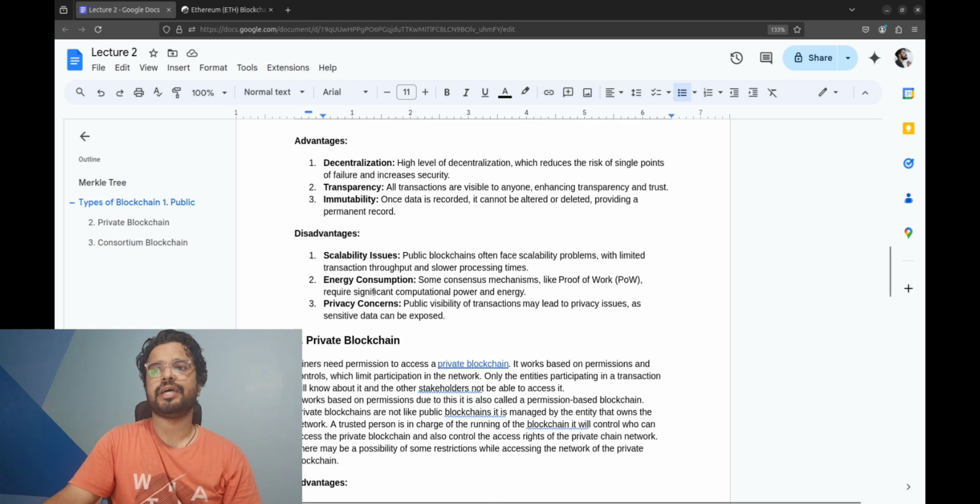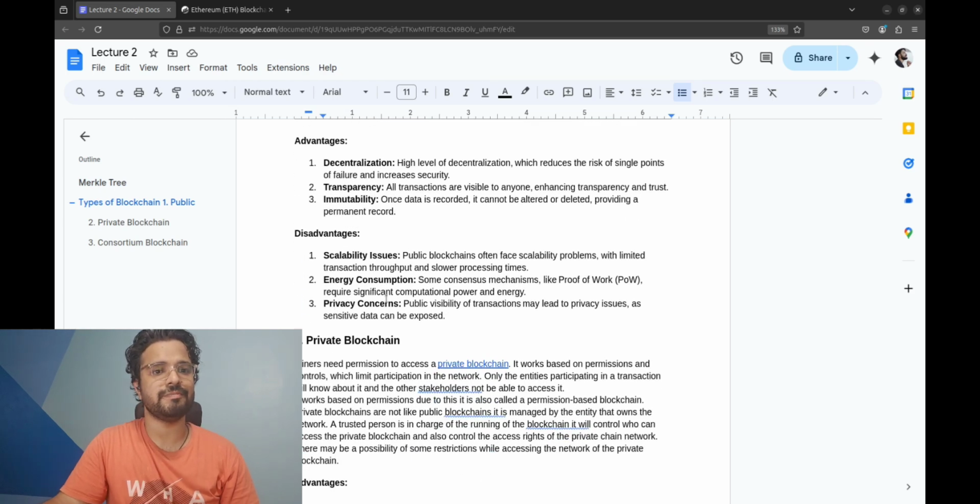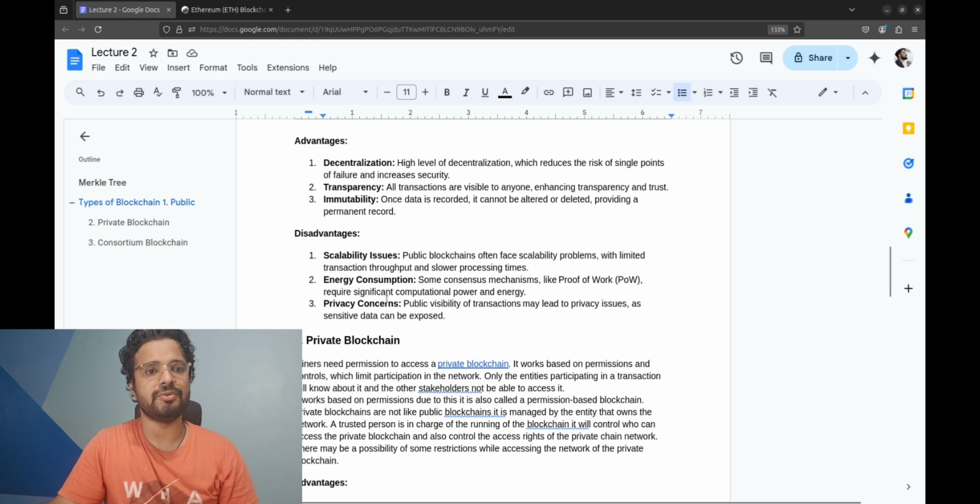Yeah. And immutability. As you know, validators are chosen by different algorithms. It is very hard to change anything in the blockchain. Once it is there, it is there forever. We can't change the state or anything after that.